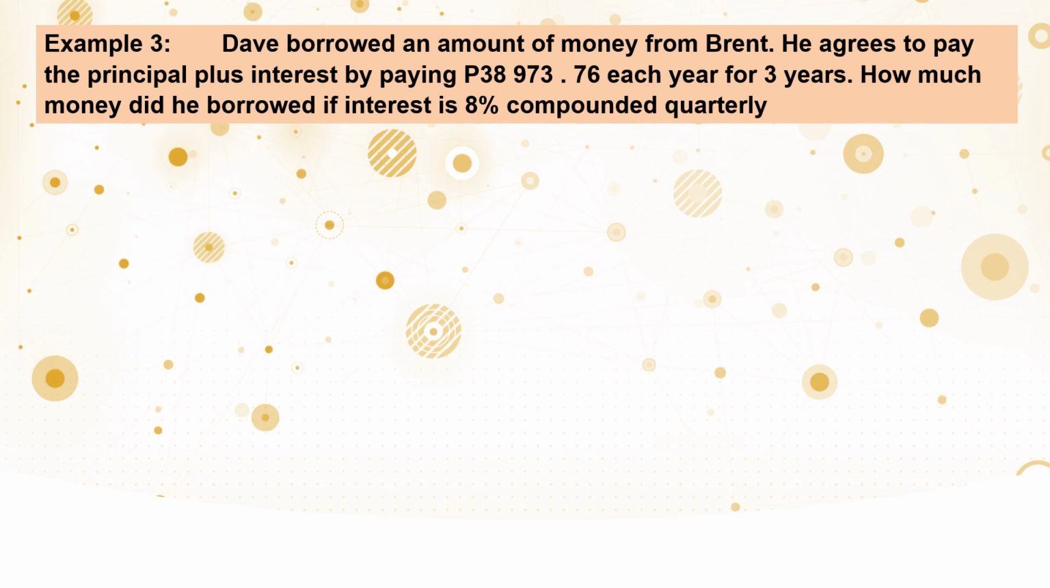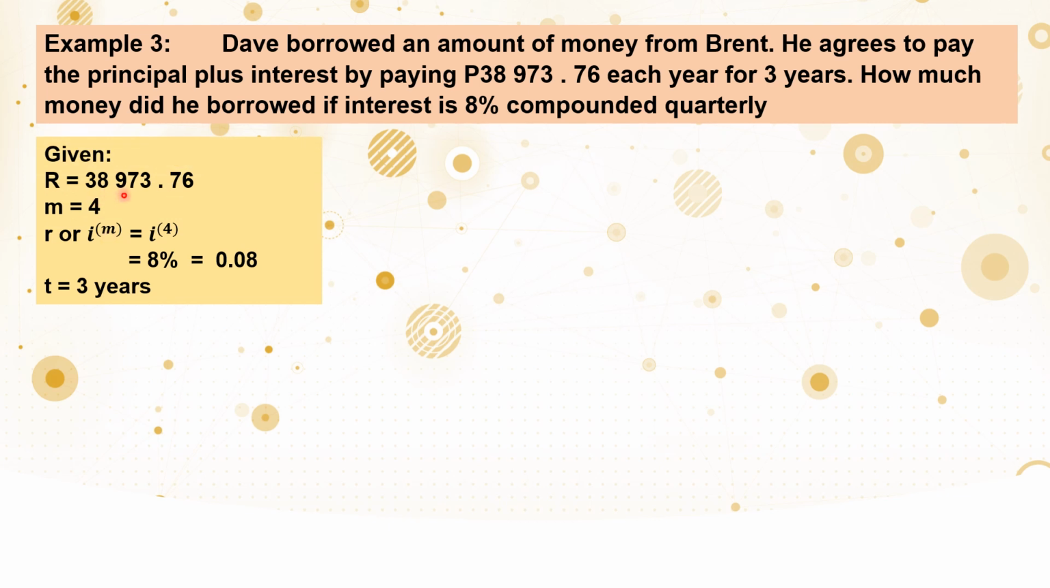So what are the given in the problem? We have here 38,973.76, which is the regular payment of Dave. So R now is 38,973.76. And 3 years is the time. And since it is compounded quarterly, our M now is 4. And the interest rate is 8%.